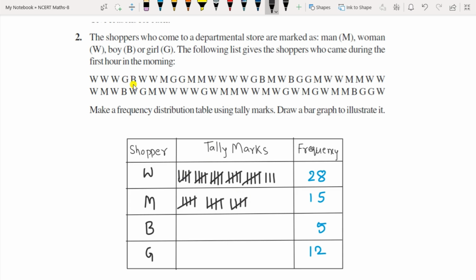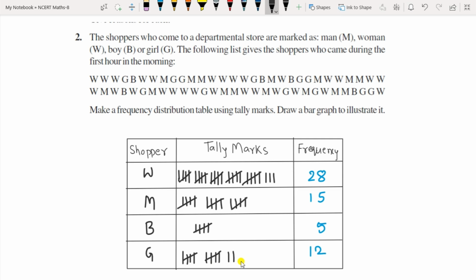Let us see for boys. B, 1, 2, 3, 4 and 5. So this way we have to do. Now G for girls. So 1, 2, 3, 4, 5, 6, 7, 8, 9, 10, 11, 12. Okay.